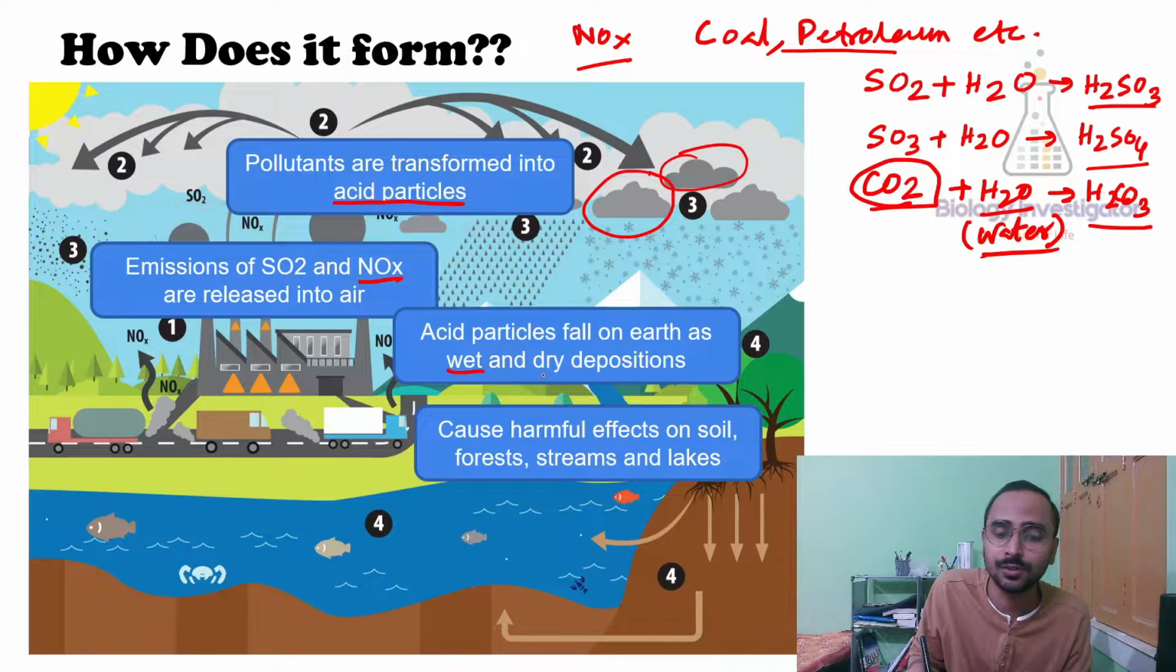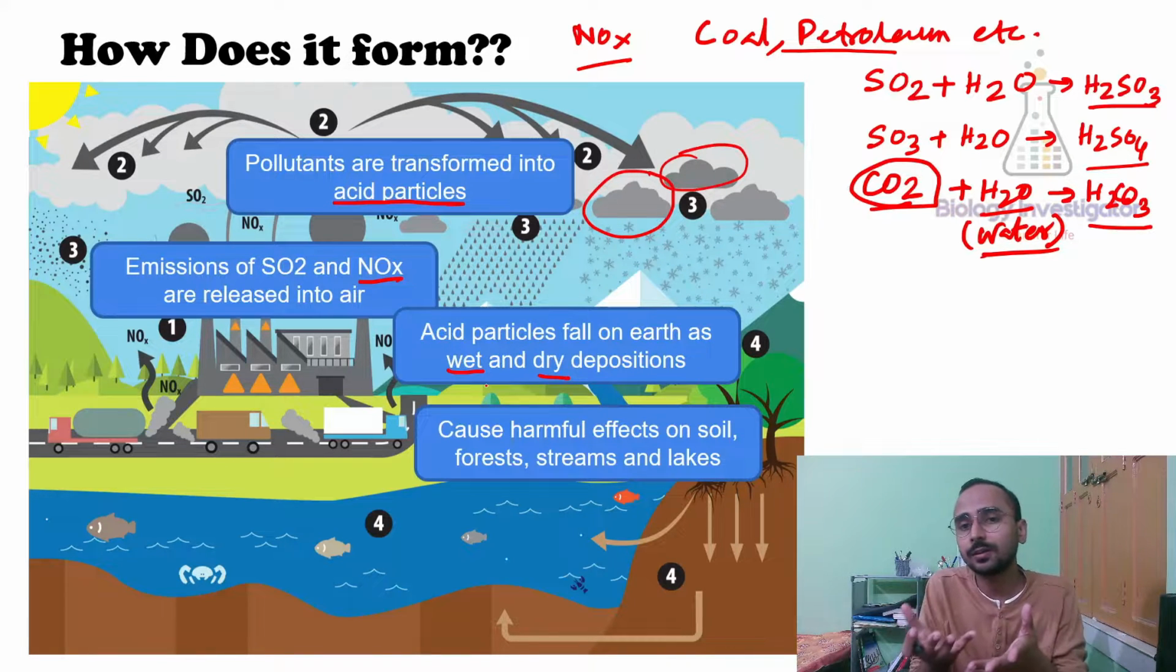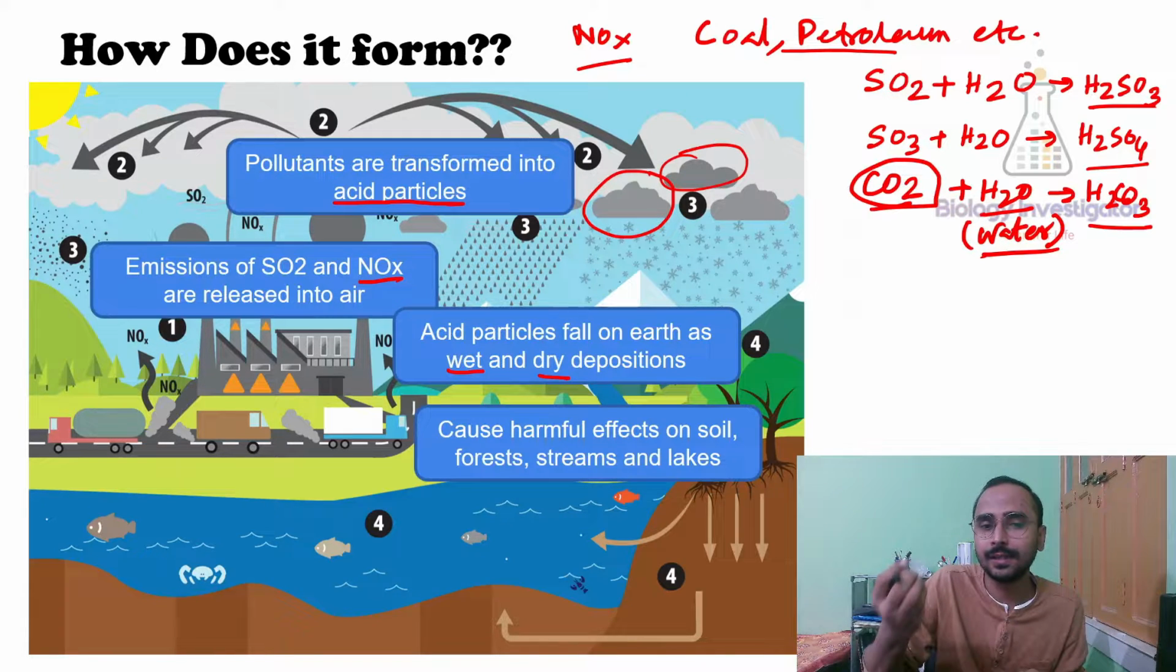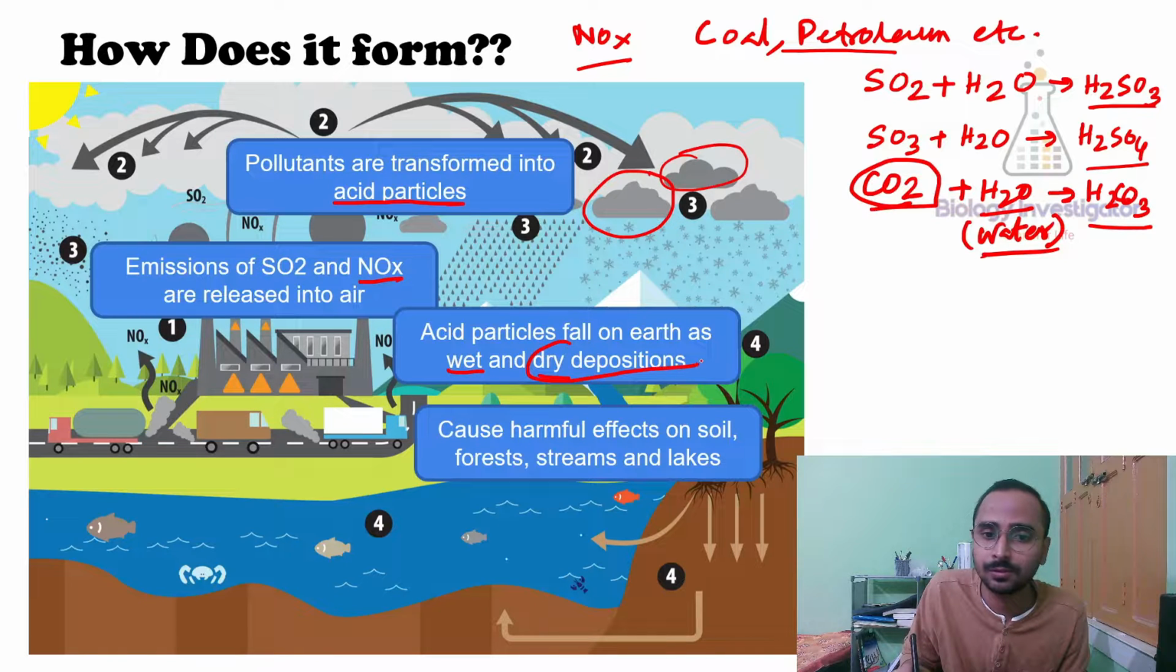and dry depositions. Now we knew that these are wet depositions because they fall on the ground in the form of water. Like if you see an acidic compound, this is liquid. So liquid, that is wet form. So what are the dry depositions?